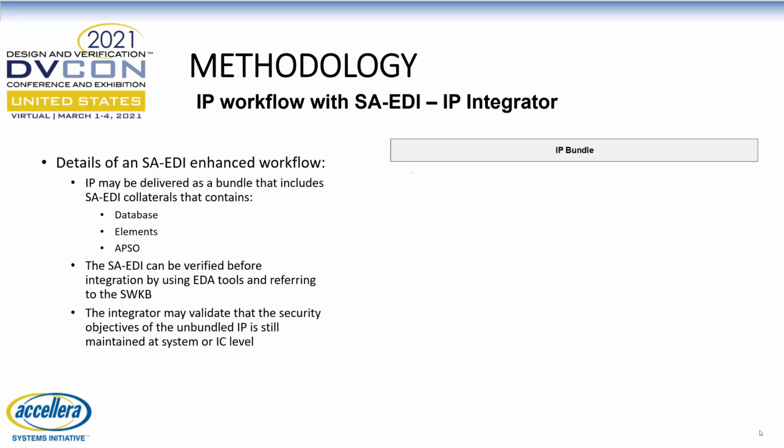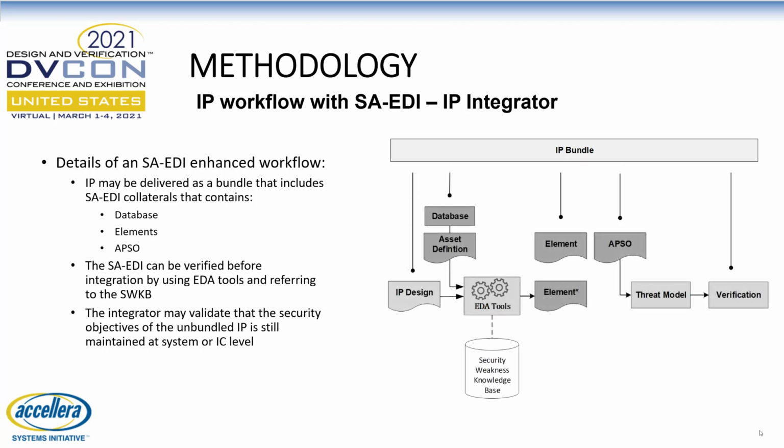On the integration side, what are the various portions of a workflow that would include SA-EDI? So the IP bundle is received by the IP integrator and contains more than just the RTL or test bench, right? It might also include SA-EDI collaterals, which are composed of database, element and APSO. The SA-EDI can then be verified by the integration team or the integrator by using EDA tools. And finally, the integrator may validate that the security objective of the unbundled IP is still maintained at the system level.